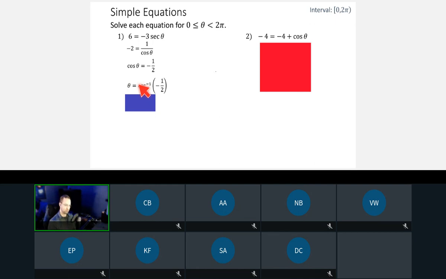So everyone look at your unit circles. Identify where x is -1/2. Which two quadrants is x -1/2? Go ahead and say it in chat. 2 and 3. That is correct. So x is -1/2 in quadrants 2 and 3. You need to look at your unit circle to confirm.